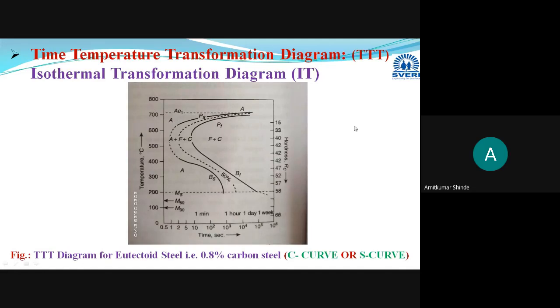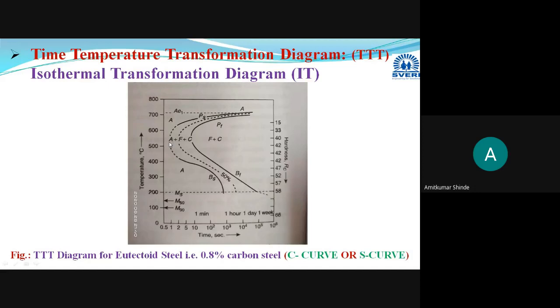A stands for austenite, F stands for ferrite, and likewise for cementite. Then PS and PF are pearlite transformation start and pearlite transformation finish. Like this for bainite also, BS and BF, and martensite, MS and MF. All these points you have to indicate.